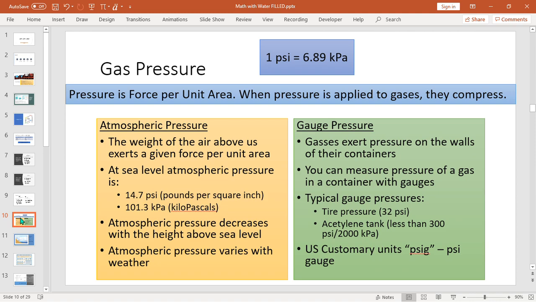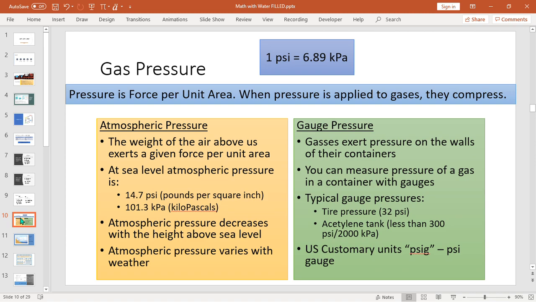As I go higher above sea level, so if I climb a mountain, there's less air above me. I'm further up. So that means I would expect the atmospheric pressure to decrease and go down. And atmospheric pressure can also vary with weather. So when you have those cold fronts or storm systems coming in, your barometer changes, and that's a measure of the atmospheric pressure changing.